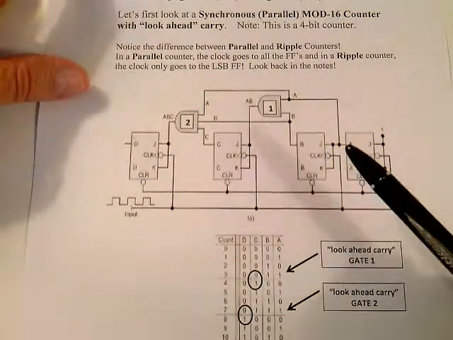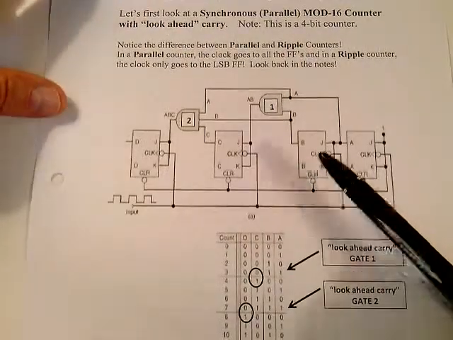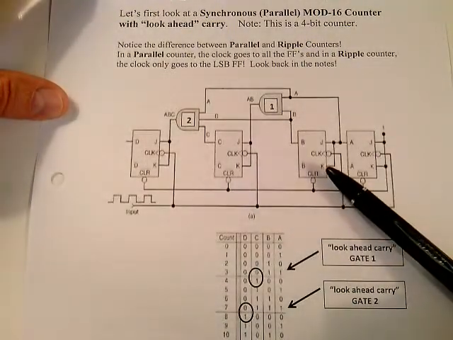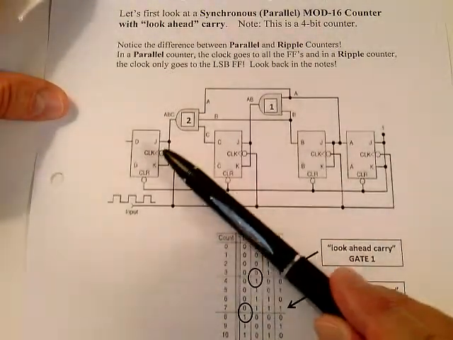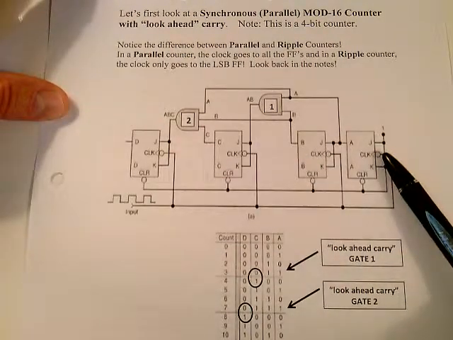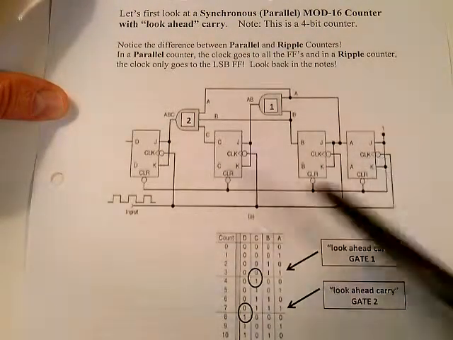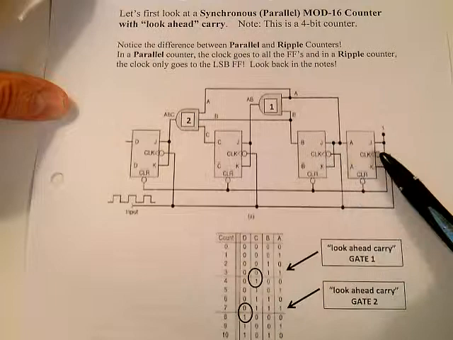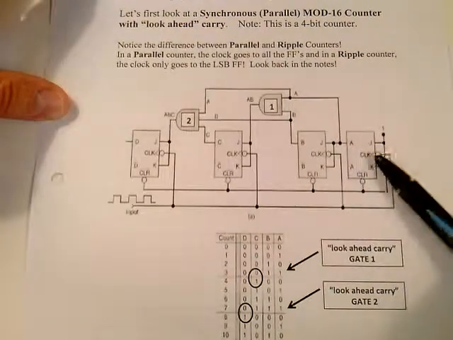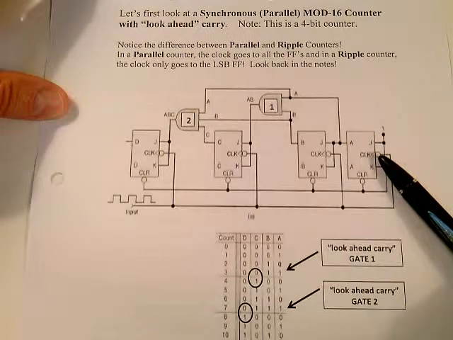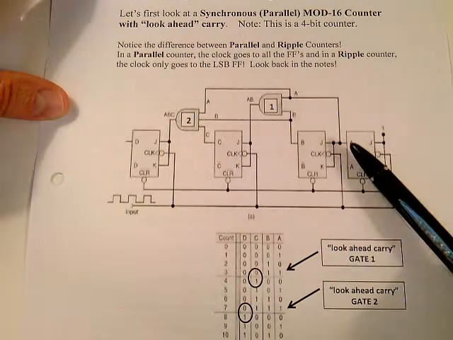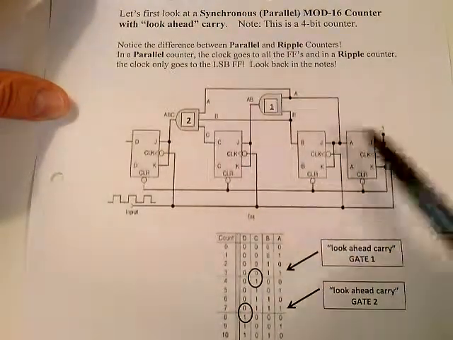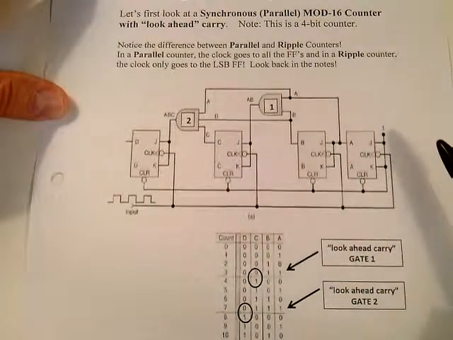The way you can tell that you're looking at a synchronous or a parallel counter is that the clock goes to every single flip-flop in parallel at the same time. That's why it's called a parallel counter. The clock feeds every single flip-flop. A ripple counter just went to the first one. Remember? Then the LSB output was the clock of the next one, and the output of that one was the clock of the next one. The clock rippled through. That's why they were so slow.